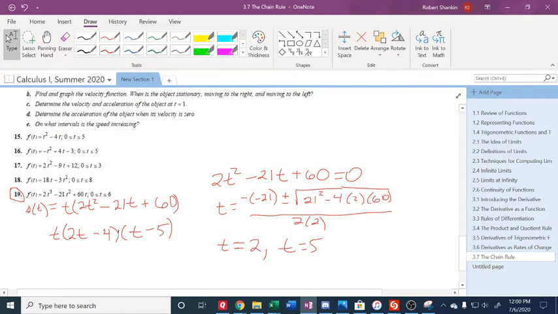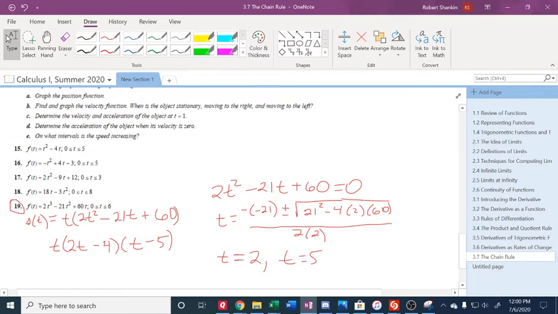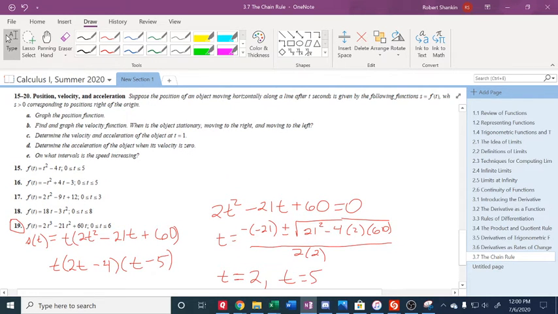So let me punch it out in my calculator. I'm not sure I'm agreeing with 2 and 5. 2 and 5 are the intercepts of the derivative, not of the original function. Oh, okay. Does anybody have the intercepts here of this original? We would need this to do part A, graph the position function. So it wants the intercepts.